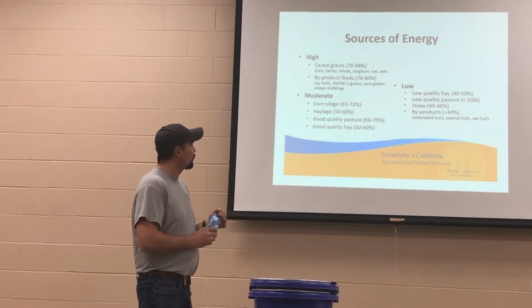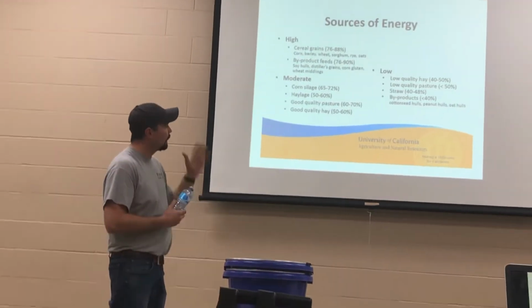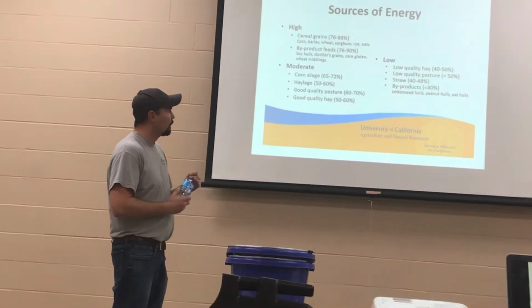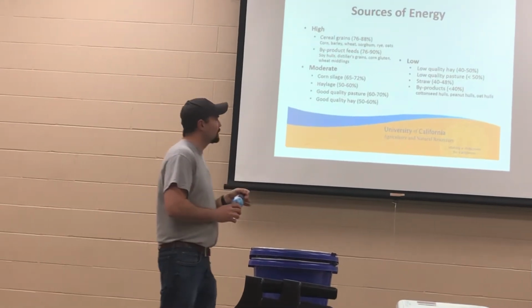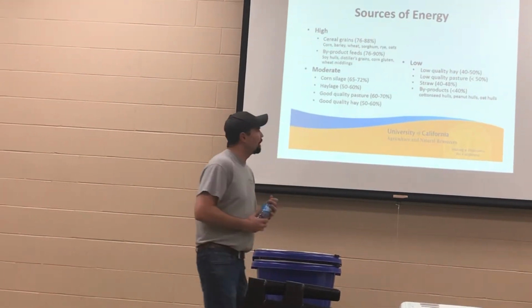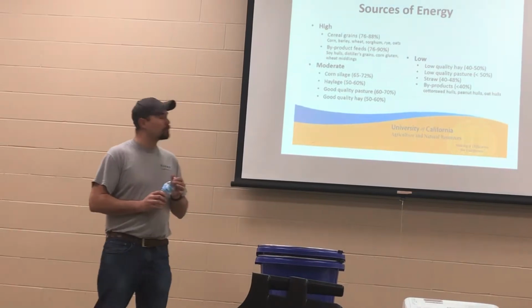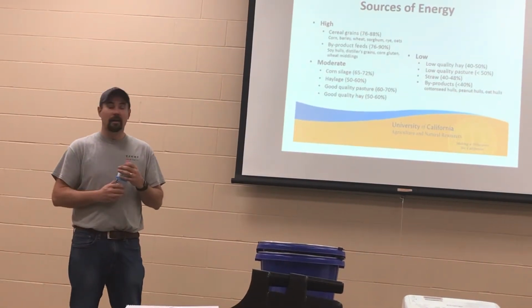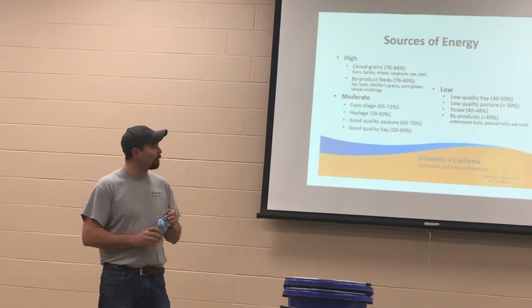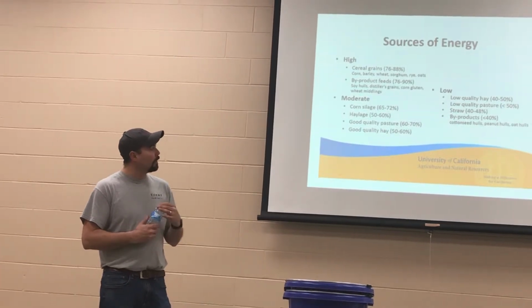Good quality pasture, quality hay. Low quality hay is low on the energy. Straw almost has nothing. Cottonseed hulls. This is kind of an interesting topic. I don't know why goats absolutely love cottonseed hulls. It's a pretty good fiber for them. They tend to really like it.